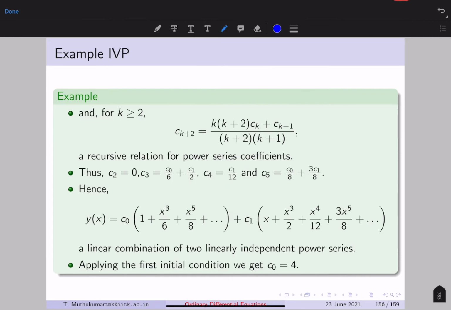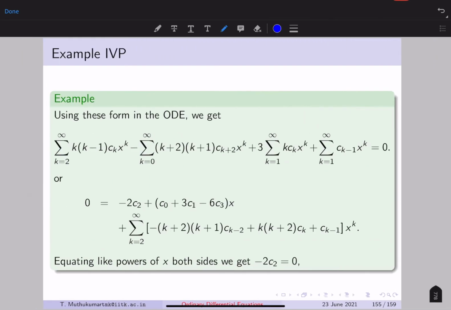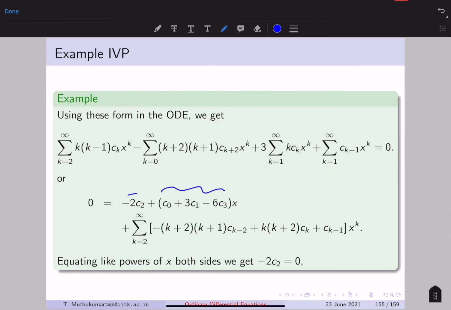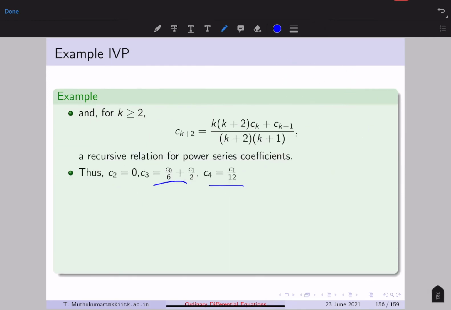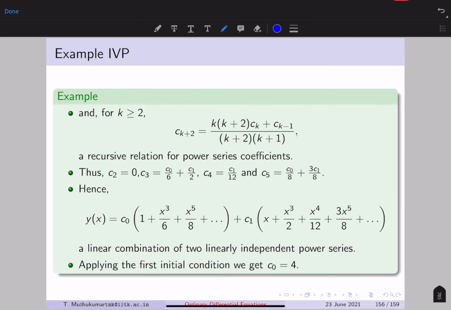Now this was an initial value problem, so we need to use the initial conditions. So what is the first initial condition? y(0) equal to 4, so when x is 0, y is 4, and when x is 0, y prime is 6. So here, when x is 0, y is 4. When x is 0, this entire thing is 0, so what you get is just c0. So c0 has to be 4. That is why we get c0 to be 4.